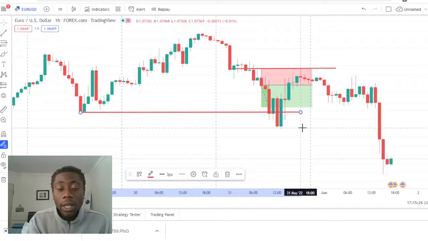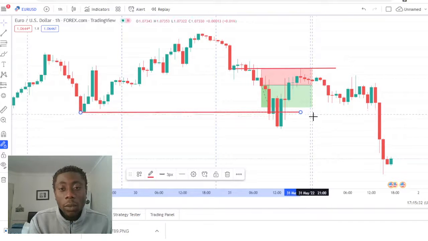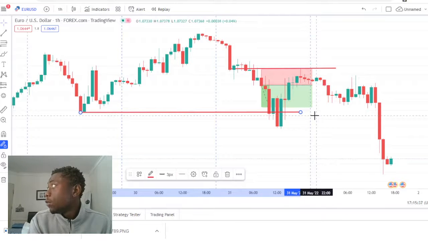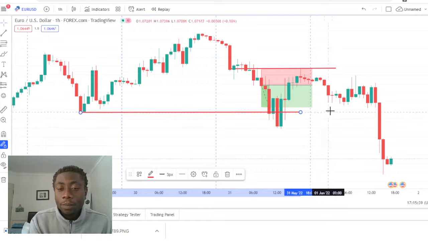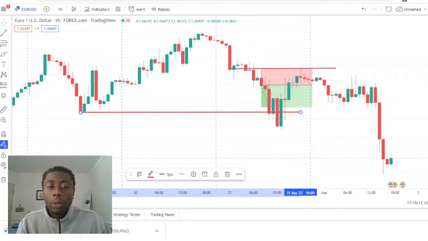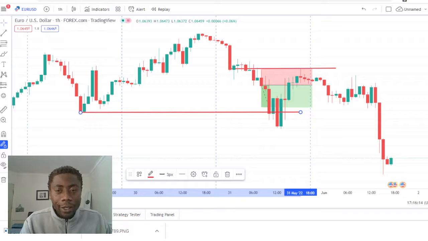The ADR, I like to use it to see where the projection of the day might end up being. But in this case, my take profit was hit well before the ADR, and I was out of this position completely before all of that even happened. So that pretty much does it for these two trades.